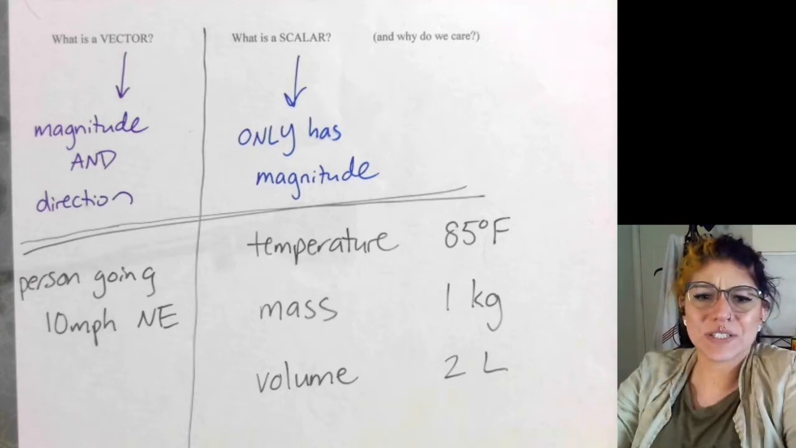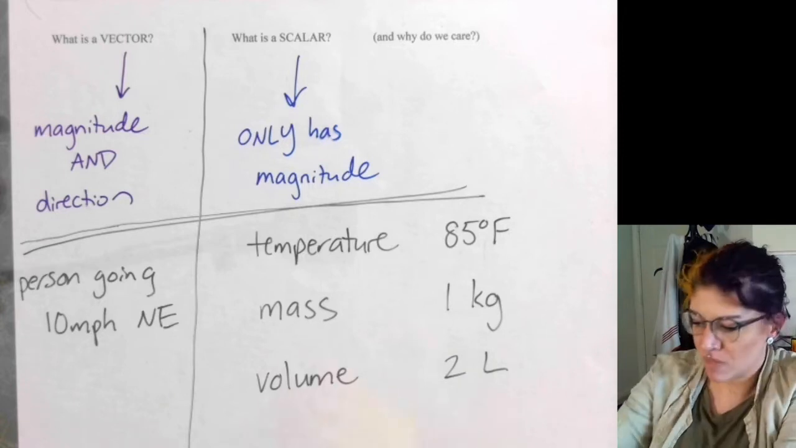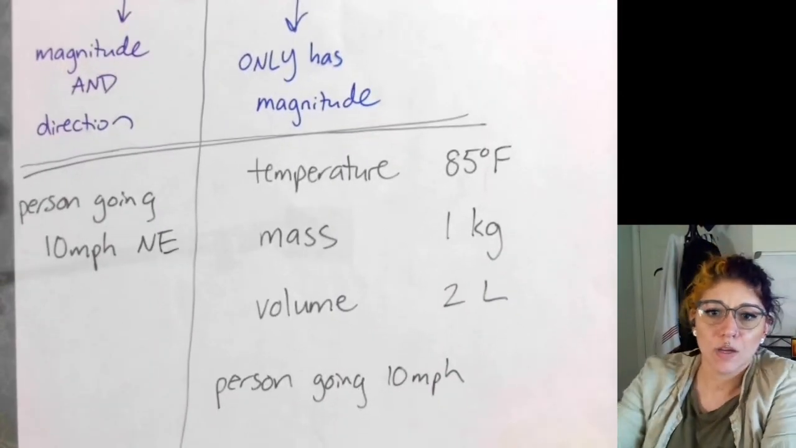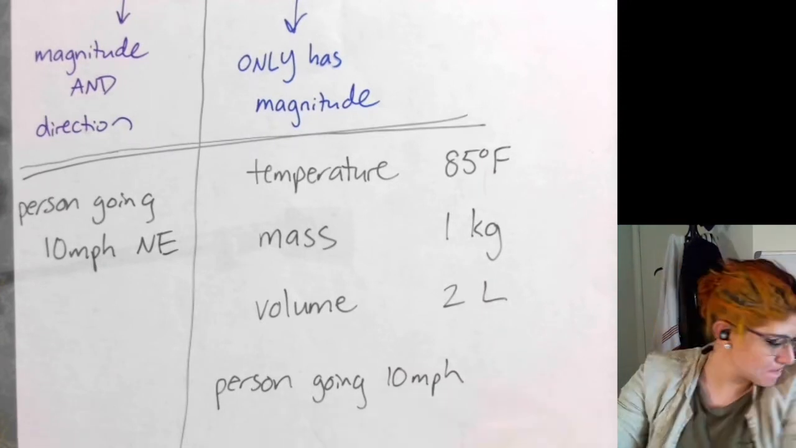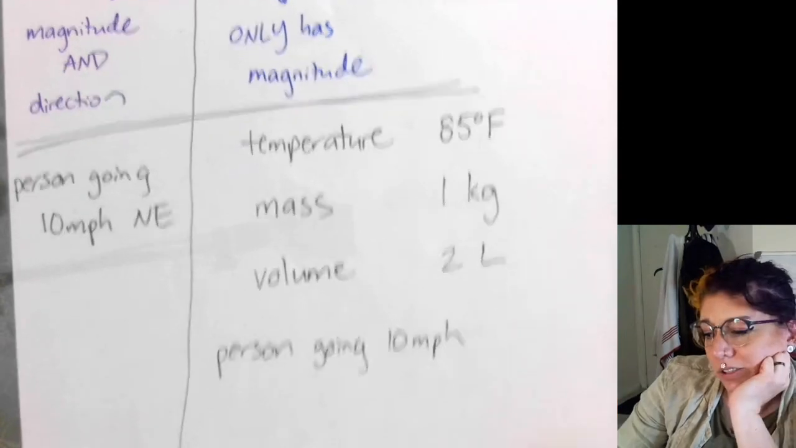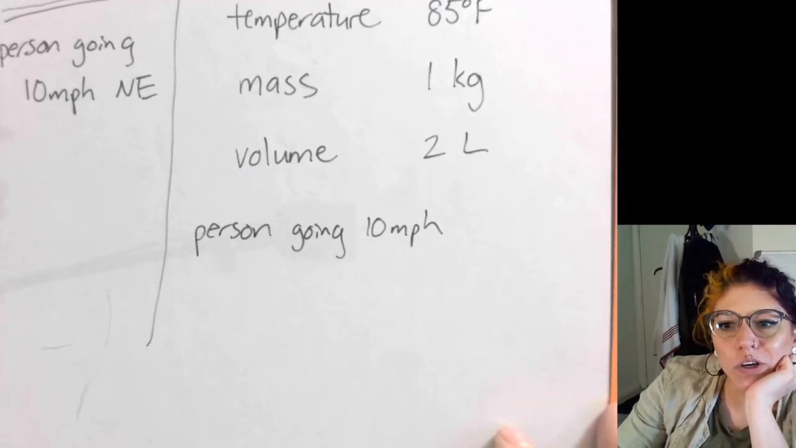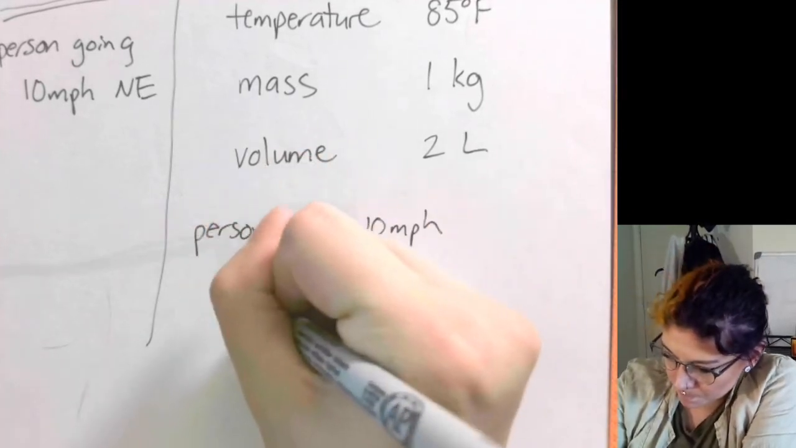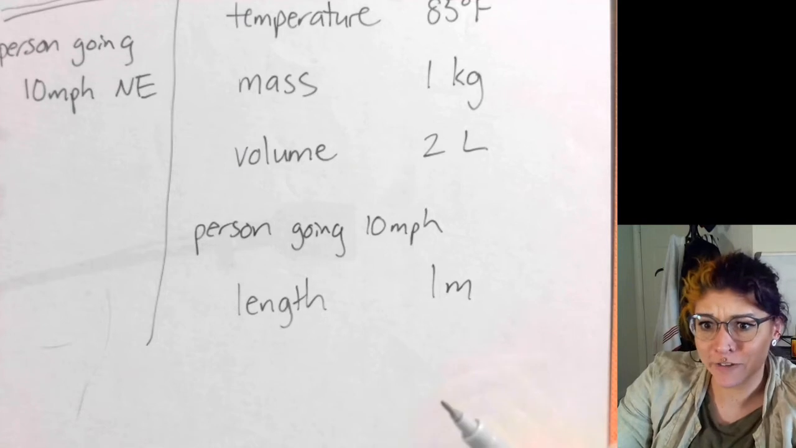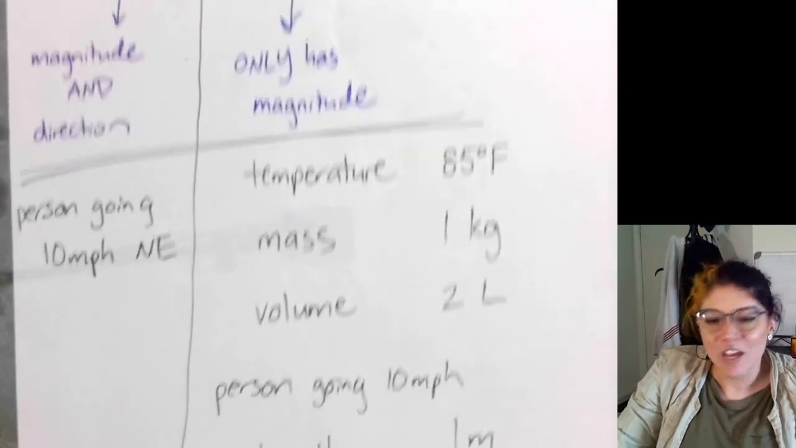Okay, what if I just said a person going 10 miles per hour? What if I only gave you that much information? That is a scalar, a person going 10 miles per hour, because I only have a magnitude, no direction. Okay, what about if I just tell you that I am 1 meter tall? Scalar or a vector? 1 meter tall. The unit of length is a scalar. So again, like 1 meter. Doesn't tell me direction, doesn't tell me if I'm south, east, north, whatever. I'm just 1 meter.